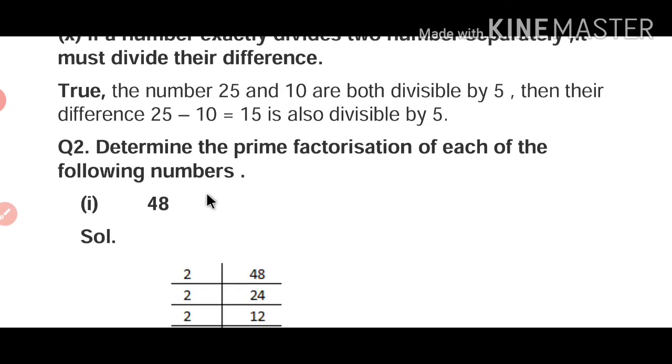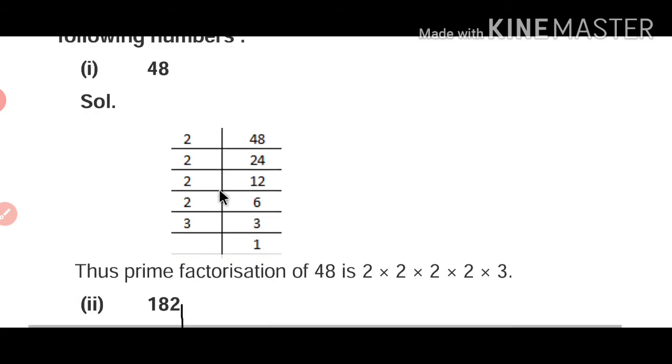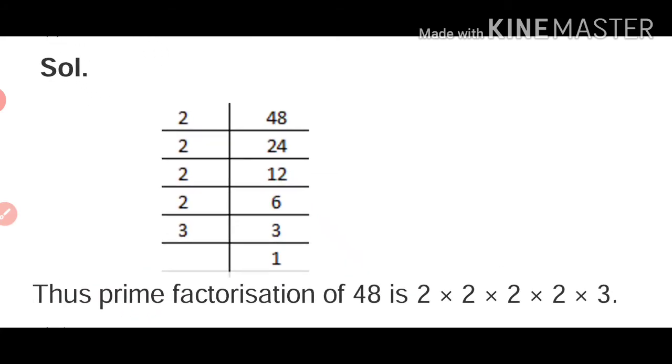Now question number 2, determine the prime factorization of each of the following numbers. Here we have to find its prime factors. So 48, again first you can see that it is an even number, so we will find its factors. The first factor will be 2. What is the meaning of factors? We have to divide. We have to see how many times 48 is divisible by 2.